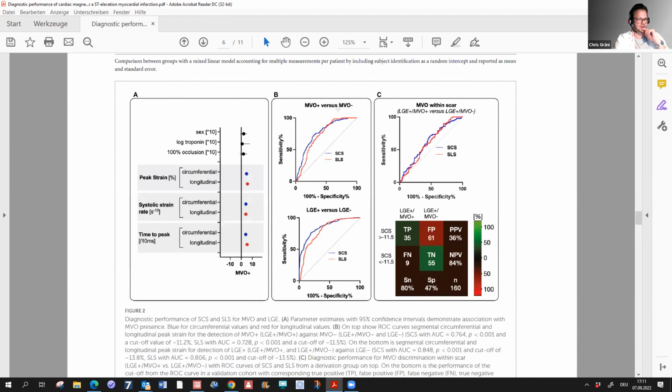And here, I think this is also important to see the ROC curve, MVO plus versus MVO minus. So this leads to this area under the curve of 0.84. For LG, it's pretty similar. However, as you can see within the scar, it is very difficult to say whether there's LG, whether there's MVO or not.